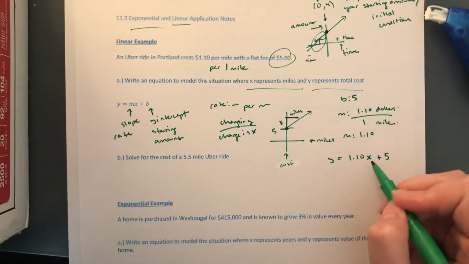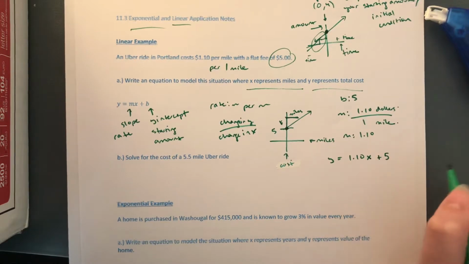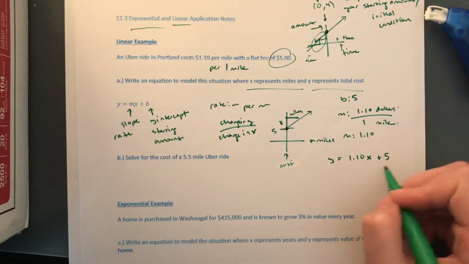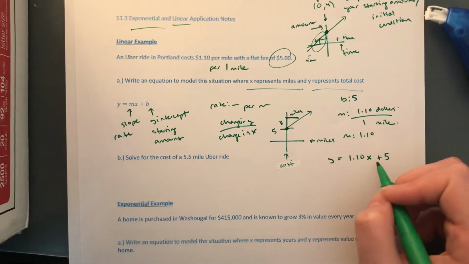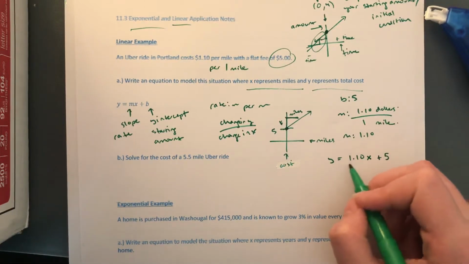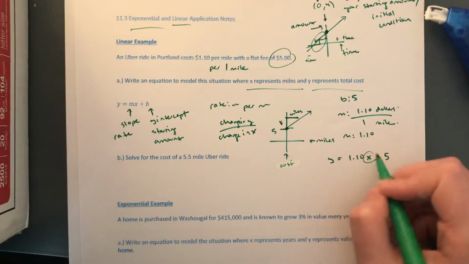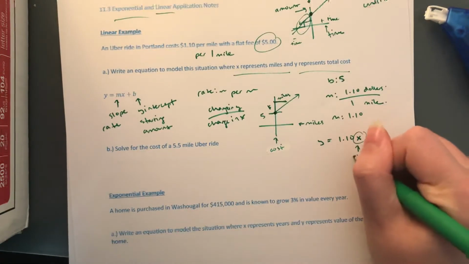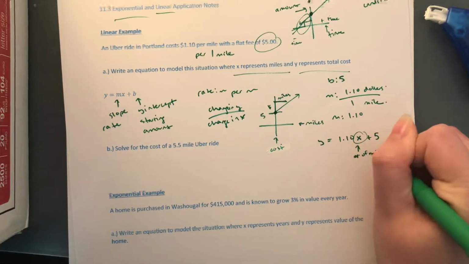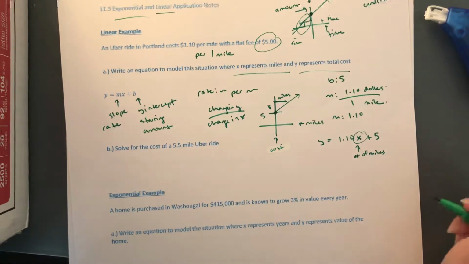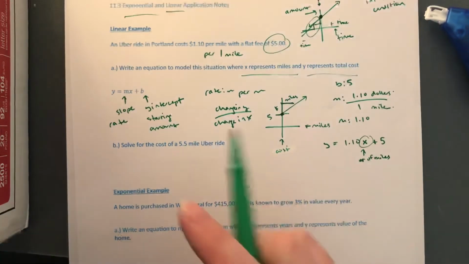So it's your rate times x plus the initial amount. So it's $5 just to hop in the Uber because there's that initial fee. And then it's $1.10 per mile. And so then x represents the number of miles that you go.